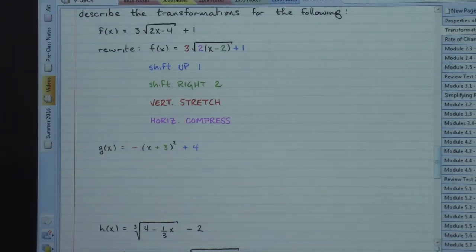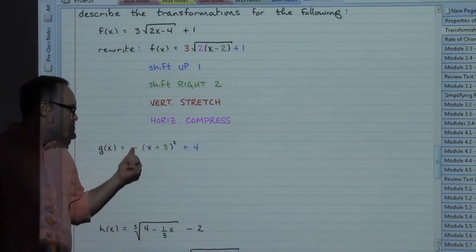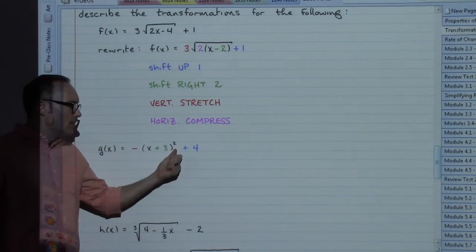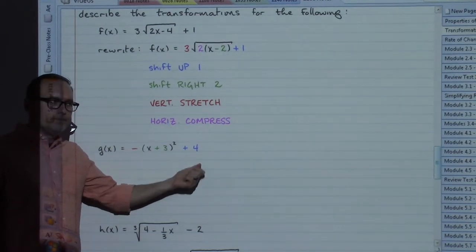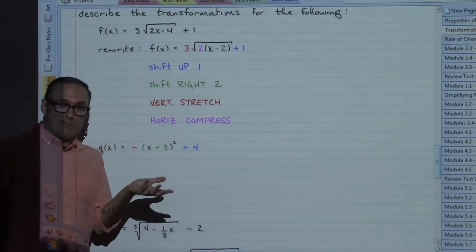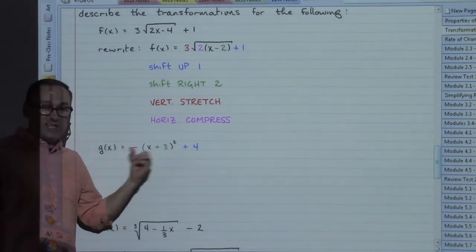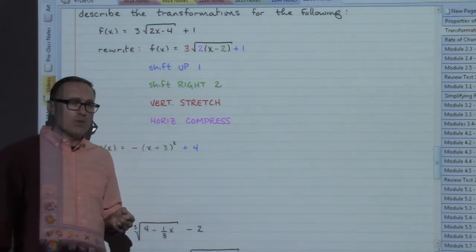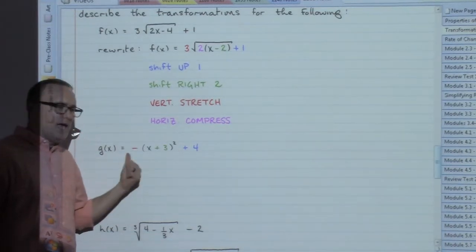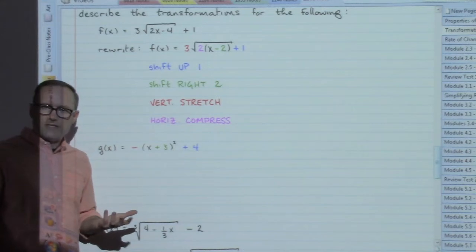We don't always have to rewrite things. We read this next example here. G of x is equal to negative parentheses x plus 3 parentheses squared plus 4. Parentheses squared, hey, that's just a basic version would be x squared. So what stuff is new? Well, I got the parentheses, so that's definitely something I got to worry about what's happening. I got the plus 4 that I heard at the end, and I got the negative that I heard at the very beginning. Well, I'll have to rewrite things in this case.